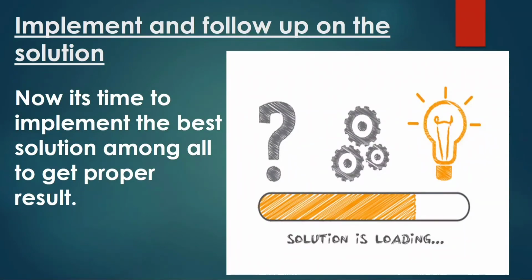Now the fourth step is implement and follow up on the solution. We know our problem. What is our problem? Then we start analysis: how it happened, why, what, if, different questions are there. After having all the answers to these questions, we are going to have different types of solutions.